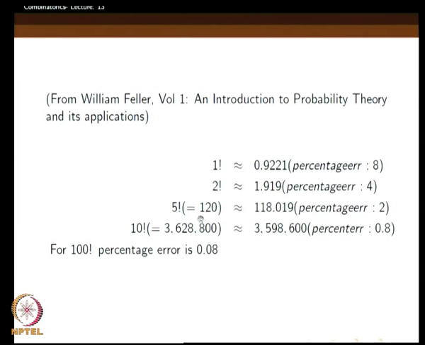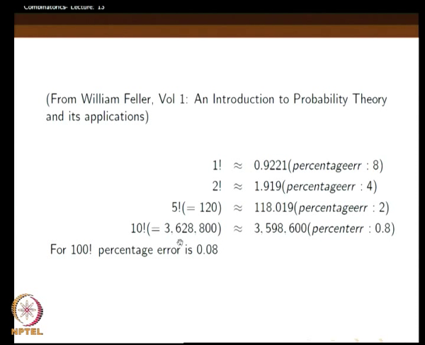But when you go to 5 factorial, the value of 5 factorial is 120, but we will be getting 118.019. So the difference is slightly smaller than 2. If you find 2 by 120 and find that error, it will be something like 2 percent, approximately. Now we go to 10 factorial. So the percentage error is decreasing steadily.